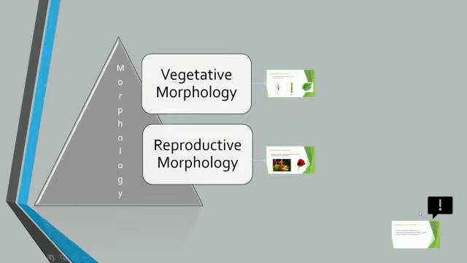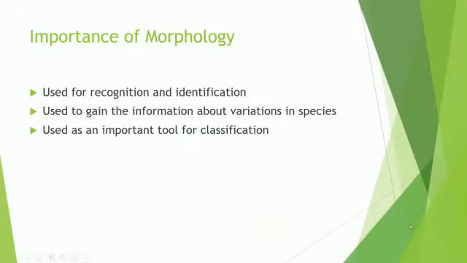Importance of morphology. It is used for recognition and identification, which means this aspects of the outward appearance, that is shape, structure, color and pattern can be compared, measured and described to assess. So that is the first point.